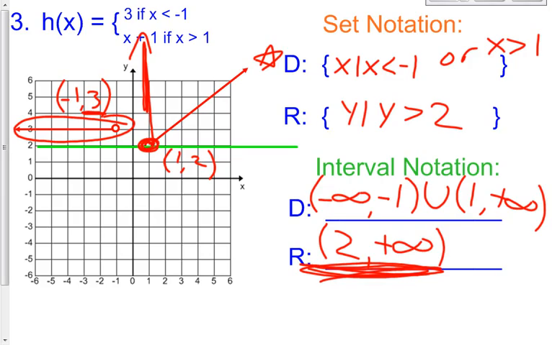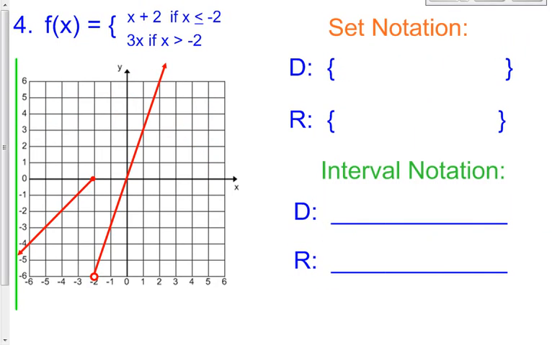All right, hopefully 3 was easier than 2, and now hopefully 4 is going to be easier than 3. Starting with our x values, our domain, we go from left to right. Do I start at negative infinity? Yes, I do. This continues to go down and to the left, forever and ever, all the way to infinity. So we start at negative infinity. We always have a parenthesis there.